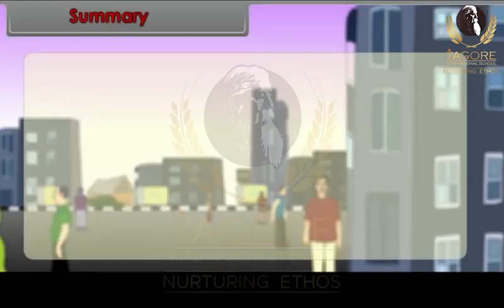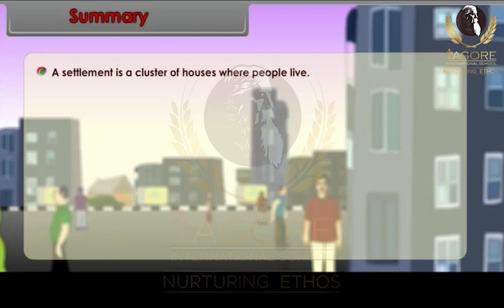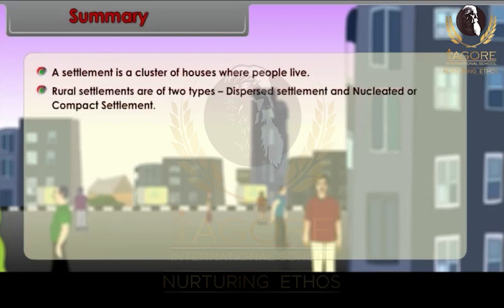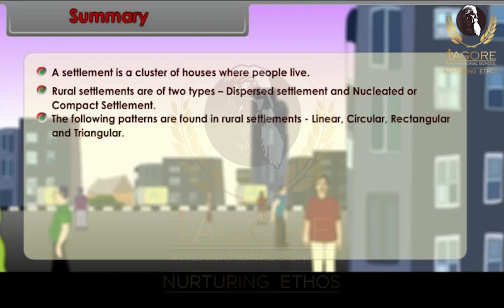Summary. A settlement is a cluster of houses where people live. Rural settlements are of two types: dispersed settlement and nucleated or compact settlements. The following patterns are found in rural settlements: linear, circular, rectangular and triangular. Urban settlements are compact and large in size.